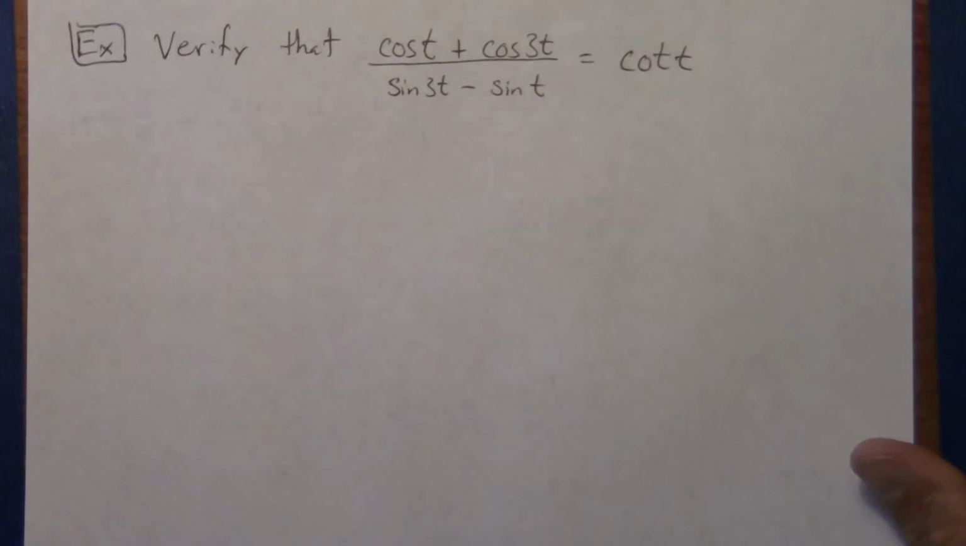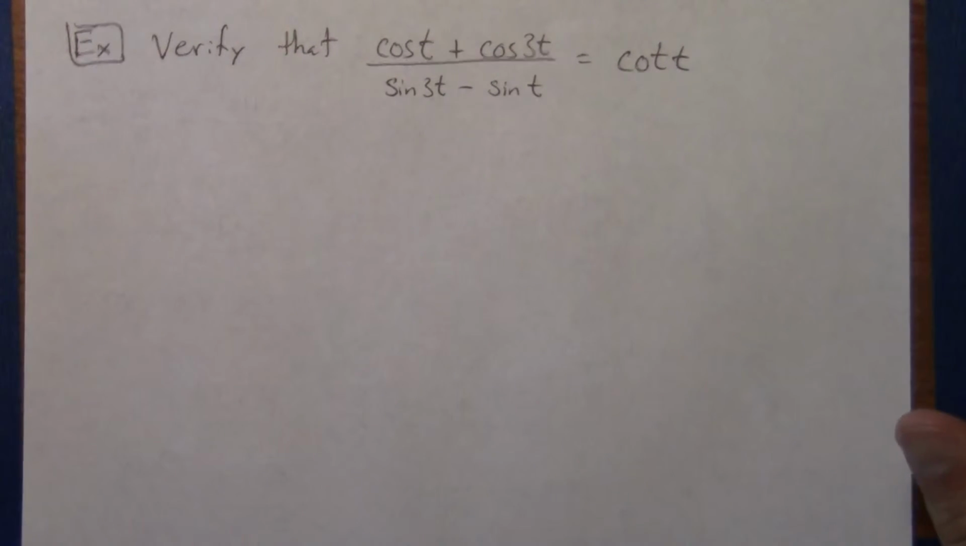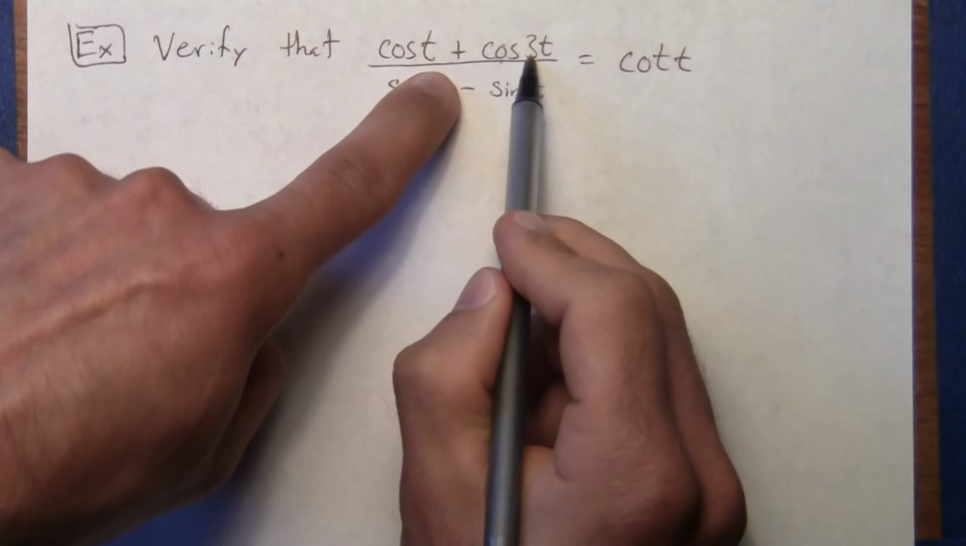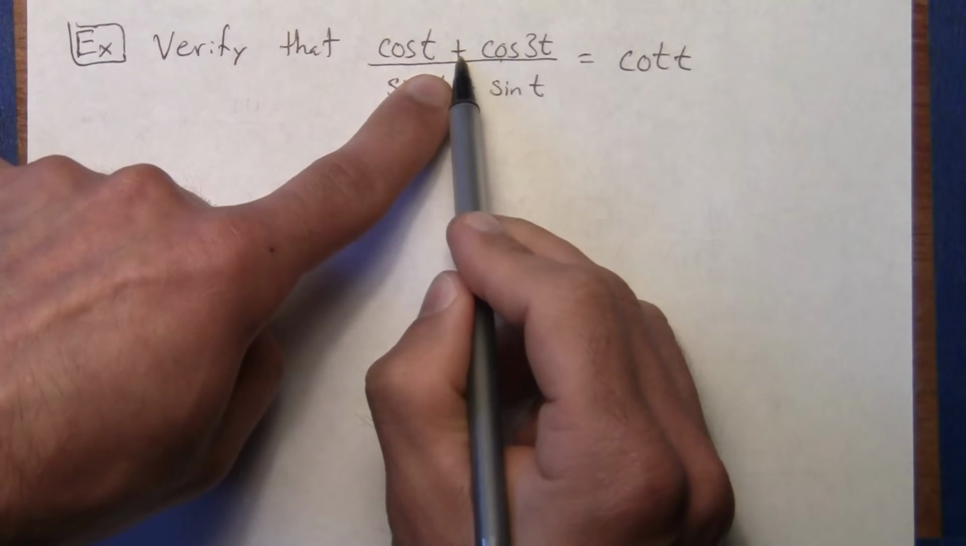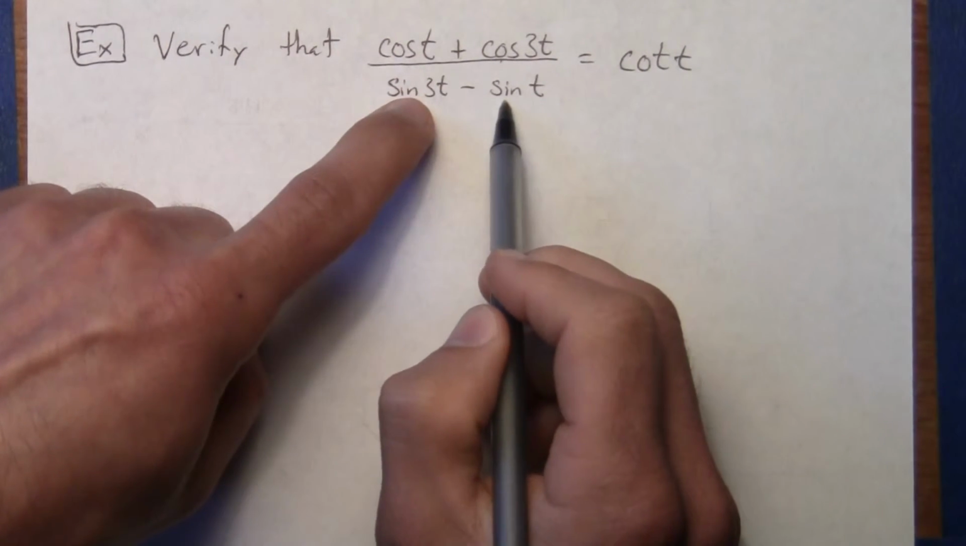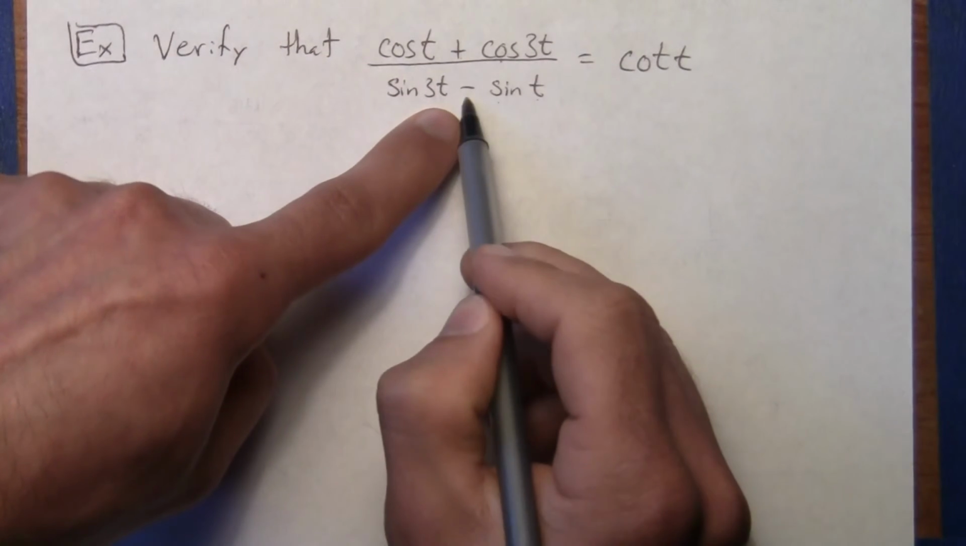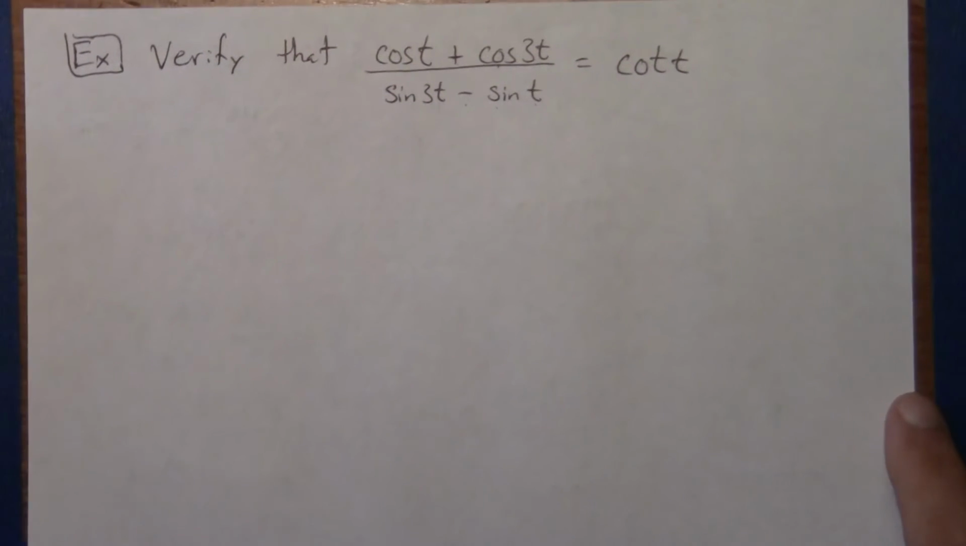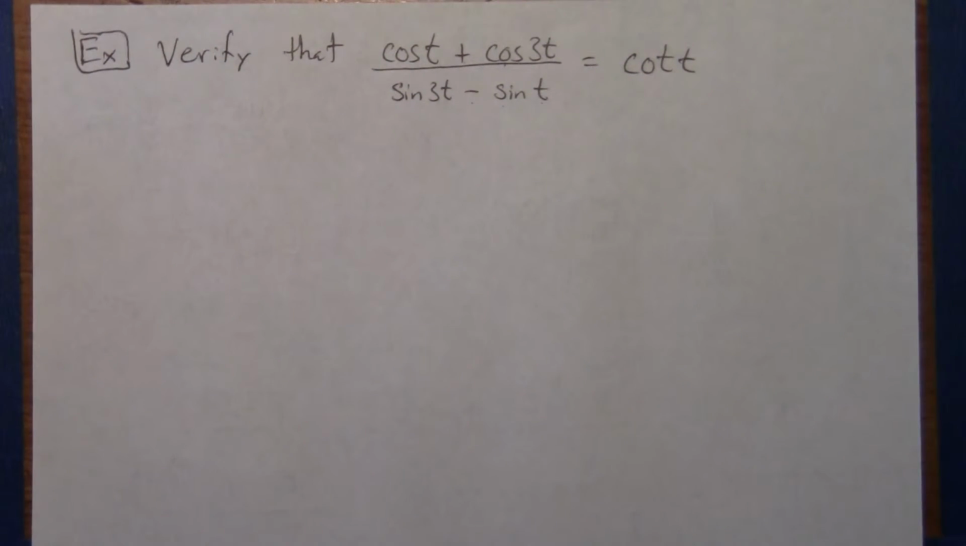What I want to recognize on this particular problem is that I have two cosine functions with different angles being added or subtracted. And then in the denominator I have two sine functions with different angles being added or subtracted. That clues me in to use the sum to product formulas. So that's something that unfortunately you have to recognize. If you don't recognize that, there's not much you can do with this problem. So hopefully you can identify that.